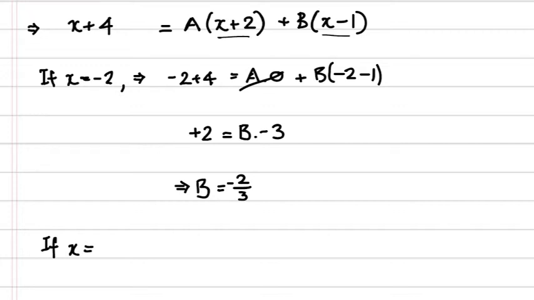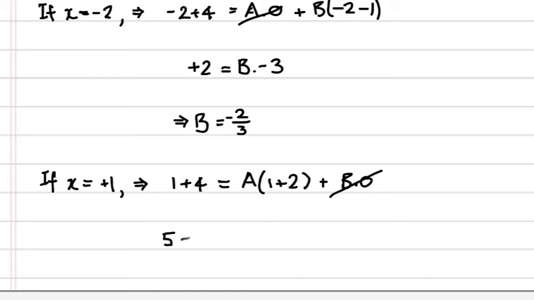that into the equation and the b term will disappear. Substituting x equals positive 1, then we get 1 plus 4 on the left-hand side. On the right-hand side, we get a outside of 1 plus 2 plus b times 0. And a quick rearrangement of the equation will get a value for a equal to 3/5.